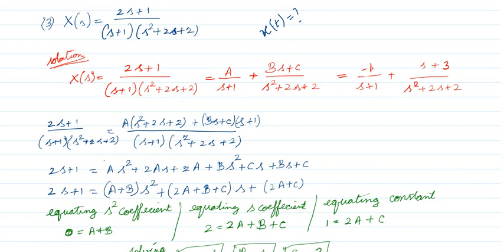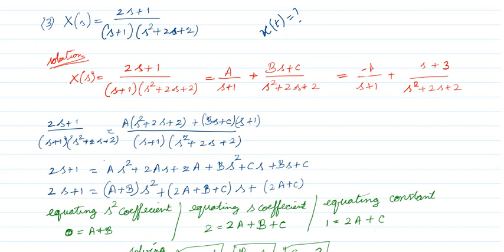Okay, the simple pole we will take as A. If it is a complex pole, we are going to have the variable like Bs plus C. Since we have two poles, we are having B and C. Okay, right? So our objective is to find A, B, and C. So I'm solving it here.